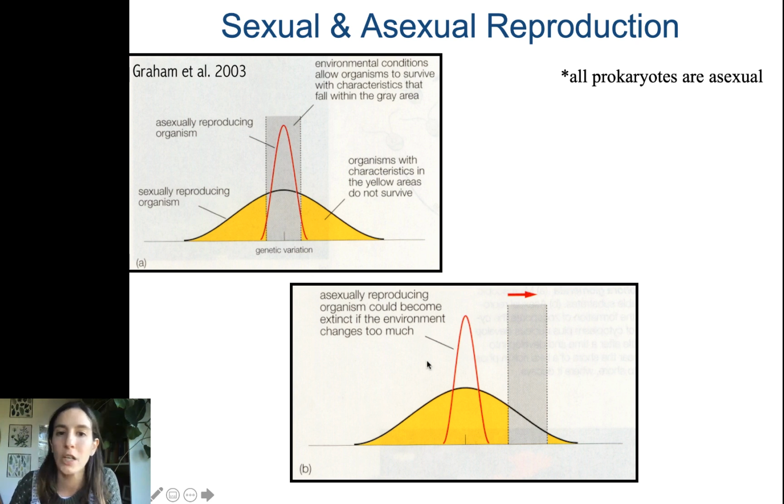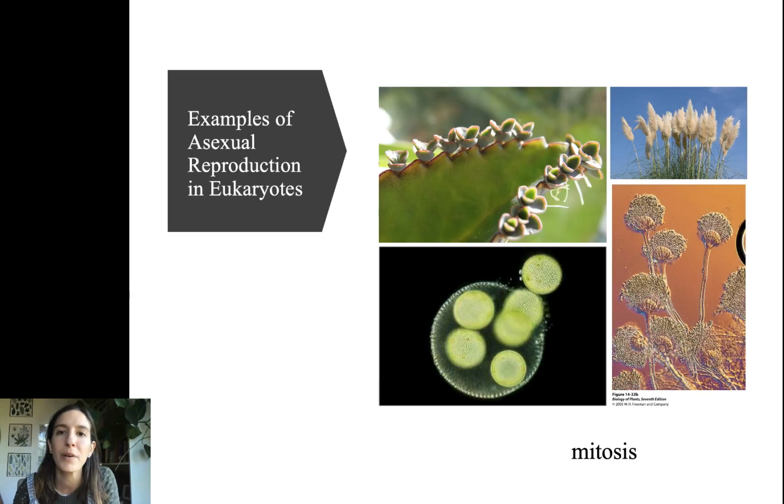When there's a change in an environment, there's enough genetic variation in a sexually reproducing population to survive this environmental change, most likely. While in an asexually reproducing population, there's very little variation amongst individuals, and so they all went extinct with this environmental change. Okay. So just a little bit of advantages and disadvantages of asexual and sexual reproduction.